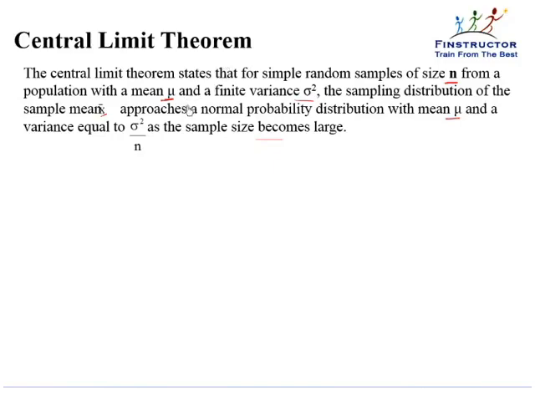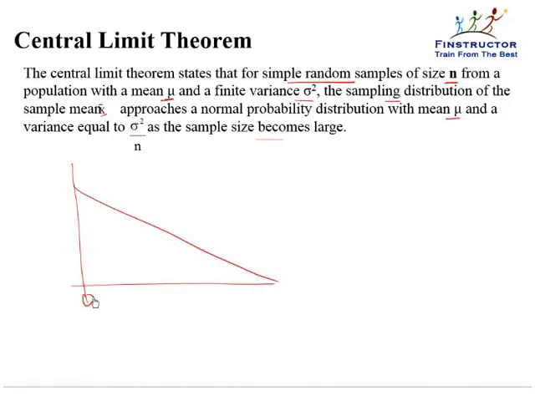So it says that the population can be any distribution. The population needn't be a normal distribution. However, if we are taking simple random samples, then the sampling distribution, that is the distribution of the sample means, will always be close to a normal probability distribution. So my original data can have any distribution. It can have such a distribution also.